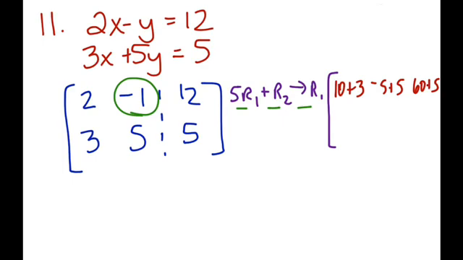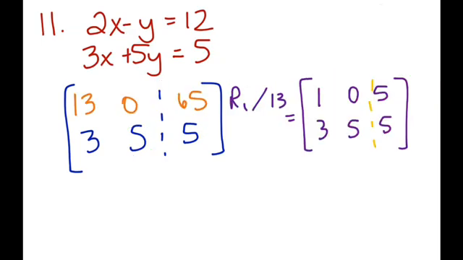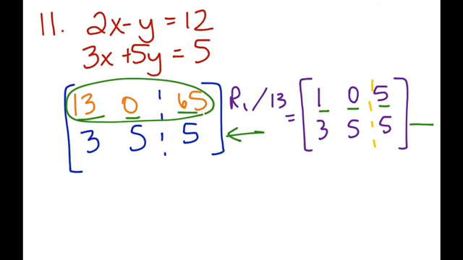So here's what I'm going to do. 5 times 2 is 10, and 10 plus 3, and then 5 times negative 1 is negative 5, and then add the 5. And then 5 times 12 is 60, and then add the 5. And when I do that, I am going to get the 13, 0, and 65. The next step then is I'm going to take my row 1 and divide it by 13, and I get 1, 0, and 5. I'm going to leave row 2 alone. I have not touched anything with row 2. I've just used it to help accomplish my purposes.